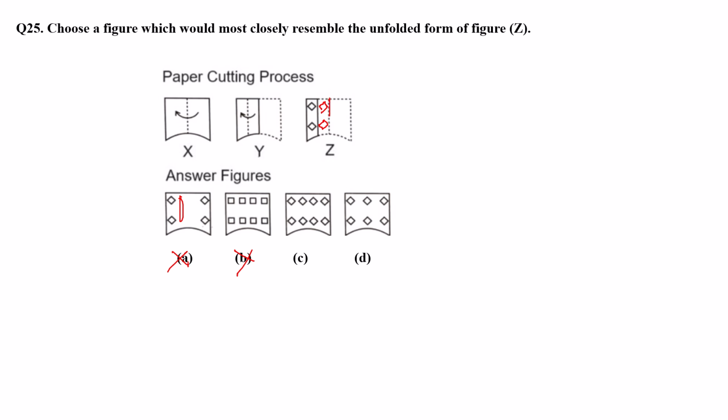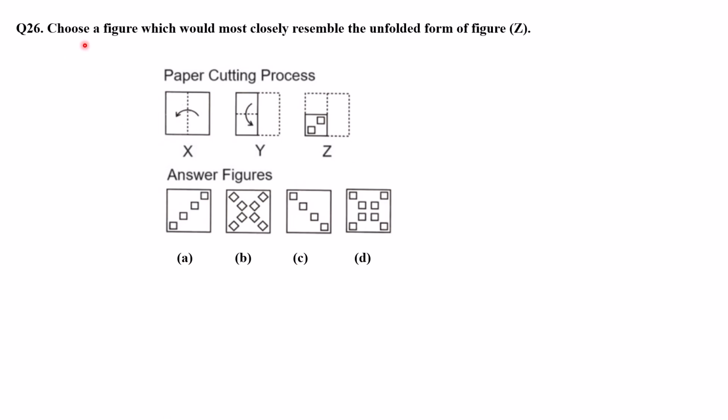Now this is completely half. If you open this part again, you will get two more rhombus, isn't it? And in option D, you see only three rhombus figures are there. So this is also not the correct option. The correct option is option C. Here also you will get it like this, right? So answer C is the correct option.